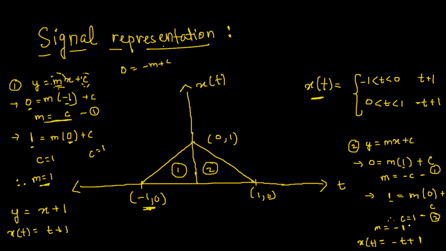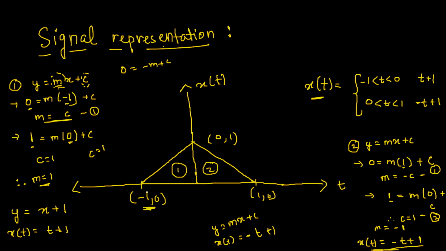So I know c is equal to 1 and I also know m is equal to minus c. So that means m is equal to minus 1. So substituting y is equal to mx plus c, y is x of t, m is minus 1, and x is t plus 1. So this is my function on the right hand side of the graph.